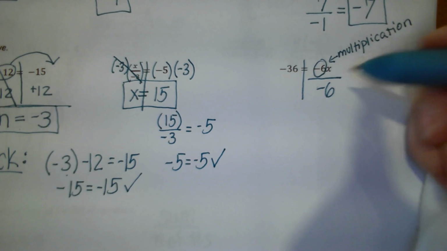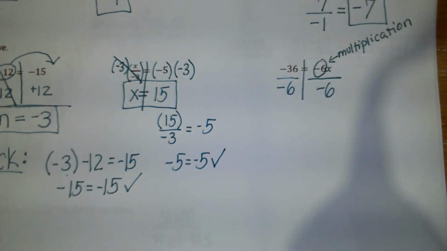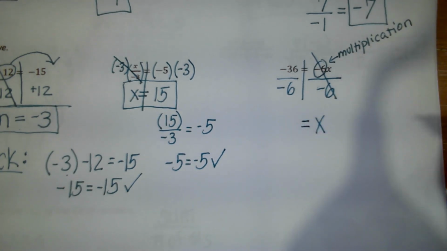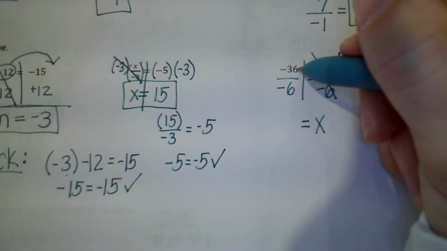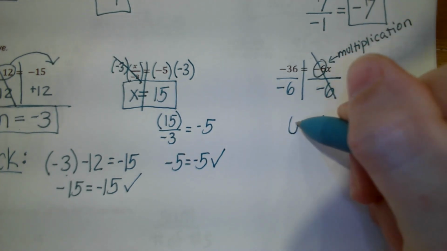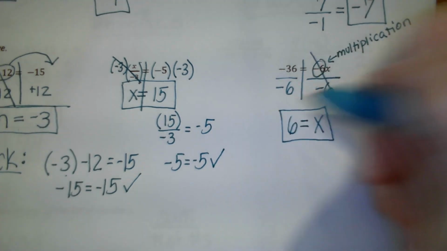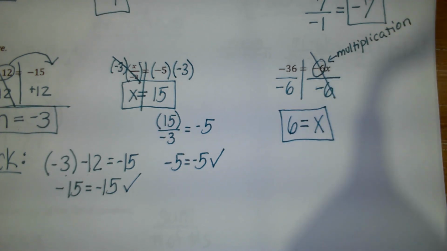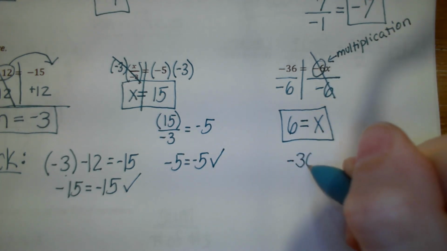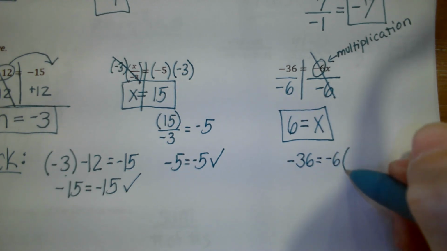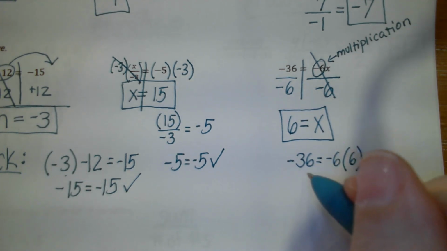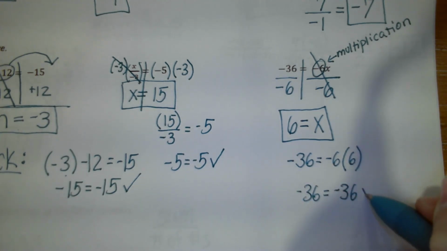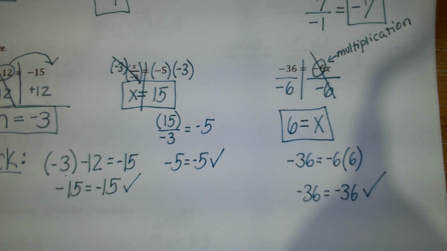Now, if we divide this side by -6, we need to divide the other side by -6 as well, so that this cancels out and leaves us with just x. And then this side we divide, -36 divided by -6 is +6. So our solution, our answer is x equals +6. Now to check it, we plug it in. -36 equals -6 times 6. -36 equals, well, -6 times 6 is -36. So we know our answer is correct.